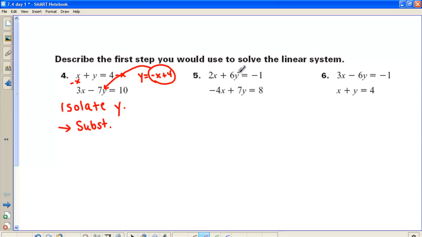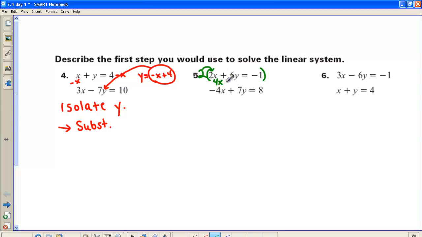Now let's take a look at this one. Now I don't see a variable that would be easy to isolate because each variable has a number or a coefficient attached to it. I also notice that if I try adding together these two equations, I don't eliminate a variable. So this is a perfect time to talk about this new method of elimination. If I look at the numbers 2 and negative 4 that are the coefficients on x, I can very easily multiply this one by 2 and make it into a 4x. Then the method of addition would work just great.